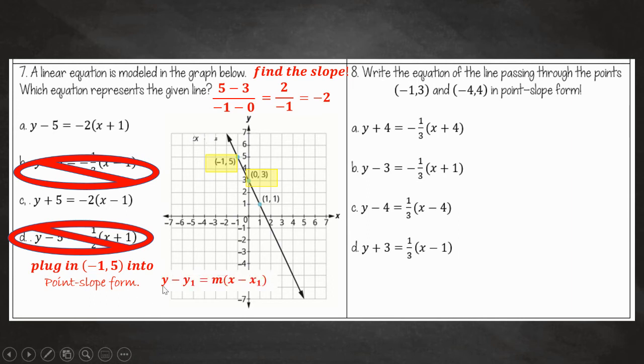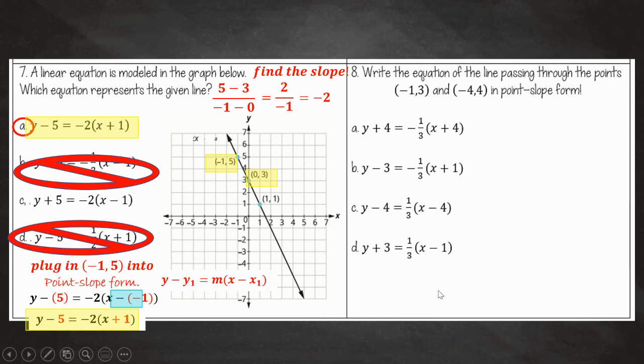So again, the point slope formula is y minus y1 equals m times x minus x1. So when I plug in my +5, I'm going to write it here. And when I plug in my -1, I'm going to be careful because now I see there's a double negative. And when I see a double negative, I know that's going to become a positive. So now I have y minus 5 is equal to -2 multiplied by x plus 1. So my answer here would be A.